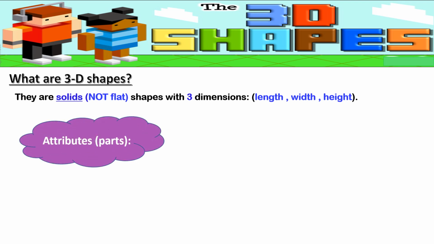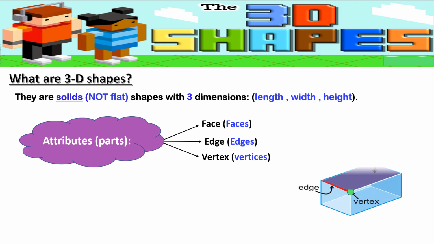They have some attributes or parts. Like 2D shapes, we have 2 attributes, sides and vertices. Here we have some attributes also: faces, edges, and vertices. Face or faces, edge or edges, and vertex or vertices. Like this shape, an edge is like this red line, and a face is like this purple surface, and this small circle is for vertices.